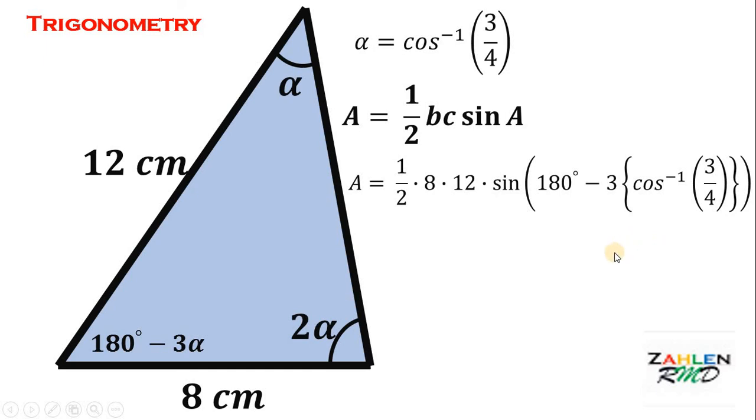Now, simplify the result using our calculators and we get that the area of this triangle must be equal to 15 multiplied by the square root of 7. And don't forget the unit. We have centimeter squared. And we're done.